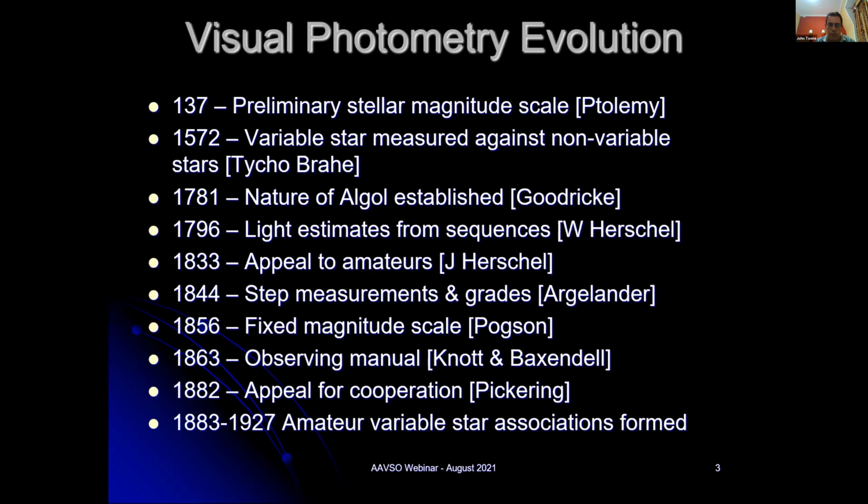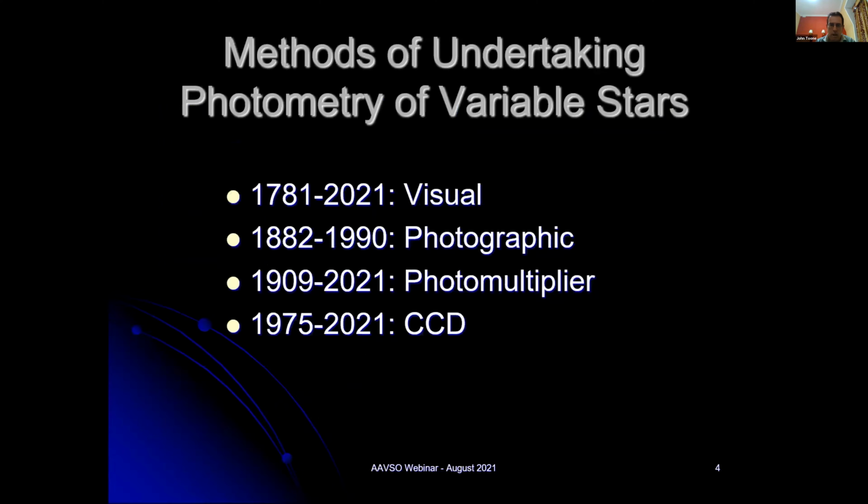Variable star associations were formed because professional astronomers wanted amateur astronomers to undertake visual photometry. So just to advise, visual is alongside photographic, photoelectric and CCD photometry. It's not the only means of undertaking photometry, but it is the original and the longest running series of photometry of variable stars. The photographic period given here is the plate photometry, which was done by Sonneberg and Harvard, which is now redundant.